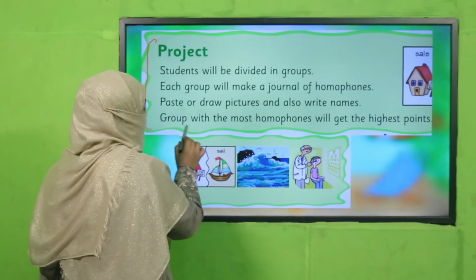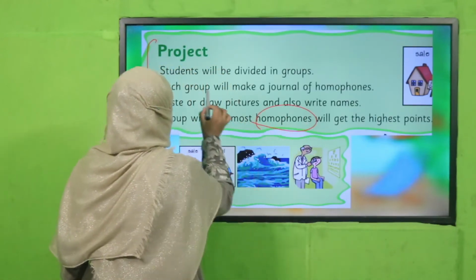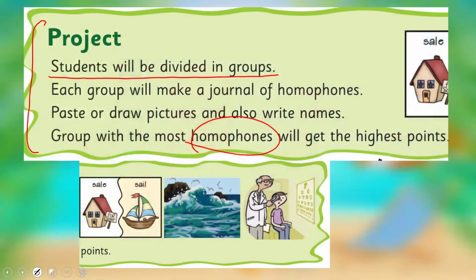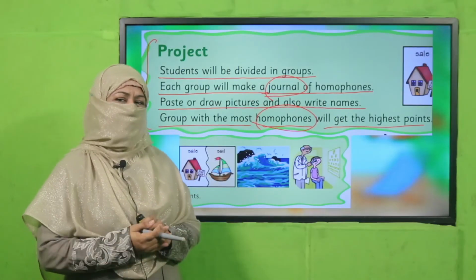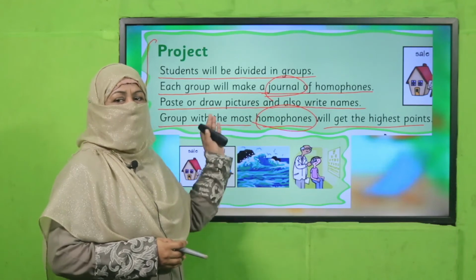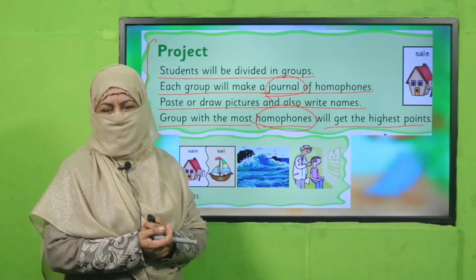We have already studied about homophones. So teacher, you will divide the class in groups, and each group will make a homophones list, and paste or draw pictures and also write their names, and the group with the most homophones will get the highest points. Okay, so this is how you are going to complete this project. Pause the video, enjoy completing this project, and then come back.